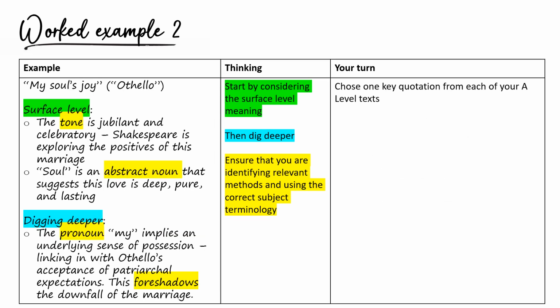Okay, moving on then, second worked example. Now this is a quotation from Othello. Again, for the purpose of this, don't worry too much if you've read the play or not. It's one of my favourite quotations from the play, and Othello says, "My soul's joy." This is at the start of Act 2. Othello has married Desdemona in the face of prejudice and racism and everyone wanting to stop them from being married. He's married her.